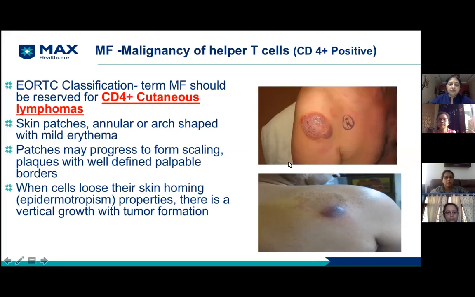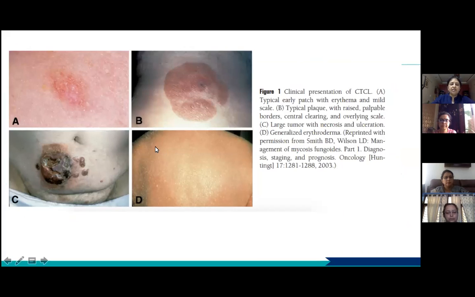But when the cells of mycosis fungoides lose their skin homing property or epidermotropism, then they start having a vertical growth, and then there is a tumor formation. So this picture is actually from an article which is showing all the 4 phases of cutaneous T-cell lymphomas. For example, this is a patch. A patch is a typical lesion which is not elevated, not indurated. This is a plaque. Look at the classical finding. This is an arc-shaped lesion, well-defined borders. This is a nodular lesion with multiple satellite lesions around and central ulceration. And this is erythroderma or generalized erythema of the skin of the body.